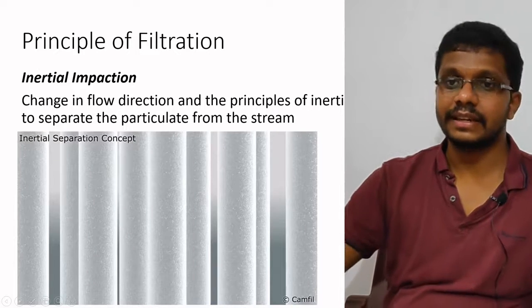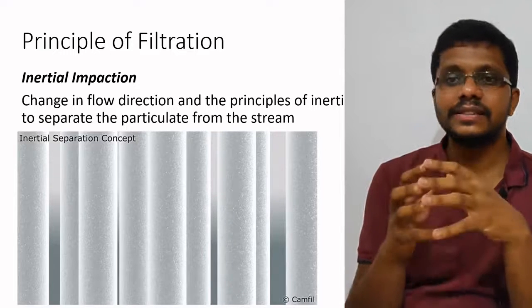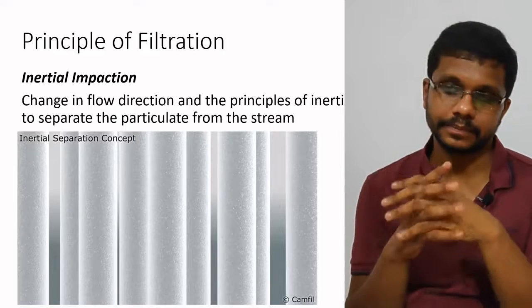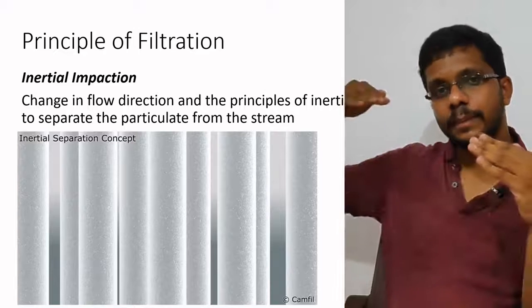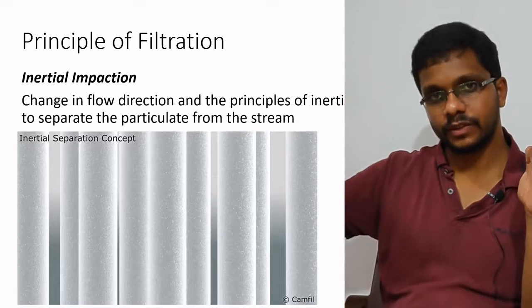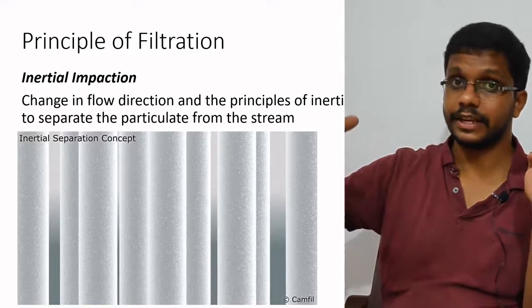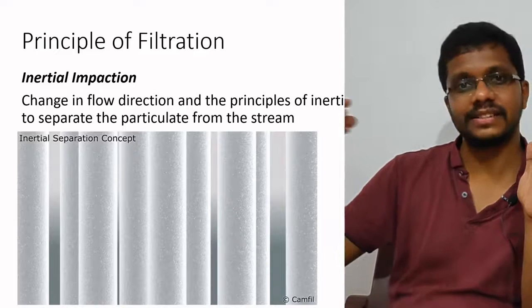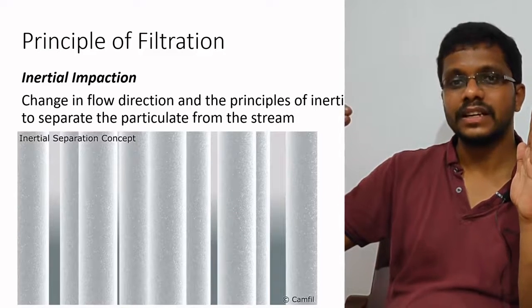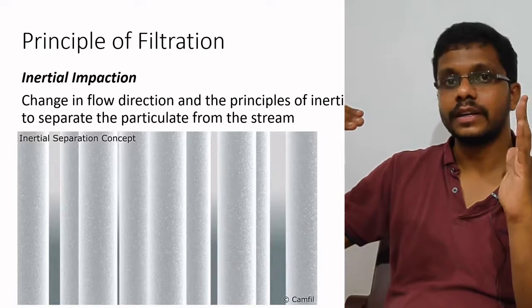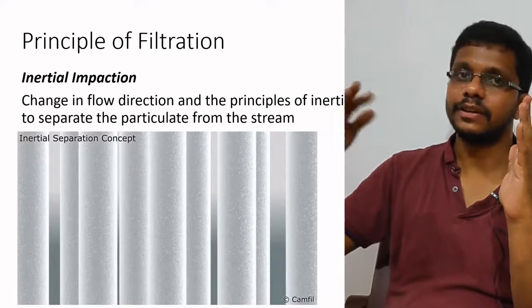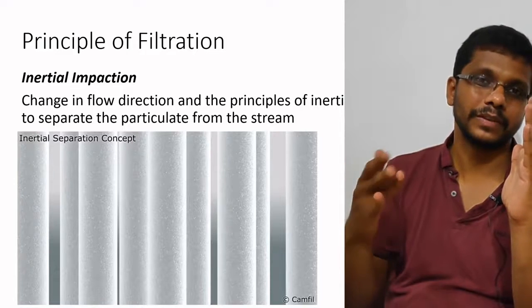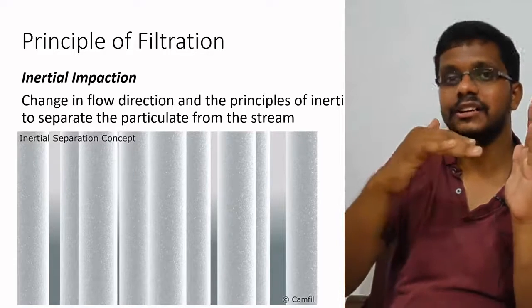Then we have internal impaction. Next principle. It's the change in flow direction and the principle of inertia to separate the particulate from the stream. The medium is flowing in one direction. So as the medium, maybe air or liquid, is flowing with the particle in one direction, the particle is also accelerated in the same direction. So what happens is that when an obstruction comes in the form of a filter, the liquid is able to change direction very flexibly, but the particles do not change their direction of flow, acceleration or velocity easily.